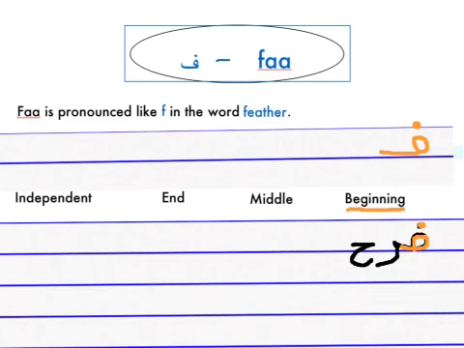Another example is the word daftar. When we say in the beginning, we mean that the letter F is not connected to any letter before it, but it's connected to a letter after it. In the middle, we write it like this, and it's usually connected to the letters on both sides. And here we have the word safir, which means ambassador.